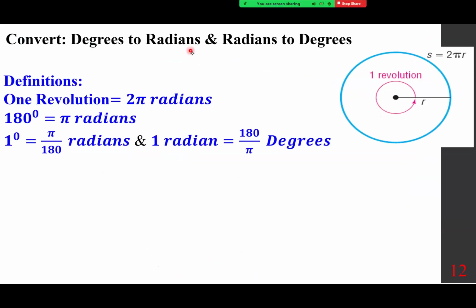Convert degrees to radians and radians to degrees. Definition: 1 revolution is 2 pi radians. 180 degrees, therefore, is pi radians. 1 degree is pi over 180 radians, and 1 radian is 180 over pi degrees. So a complete revolution, 360 degrees, or 2 pi radians. So one revolution, right? So that's important to know.